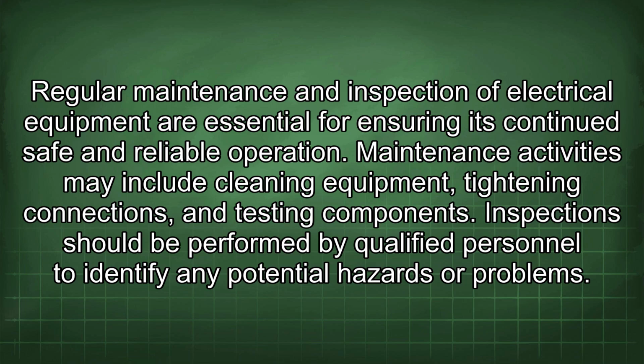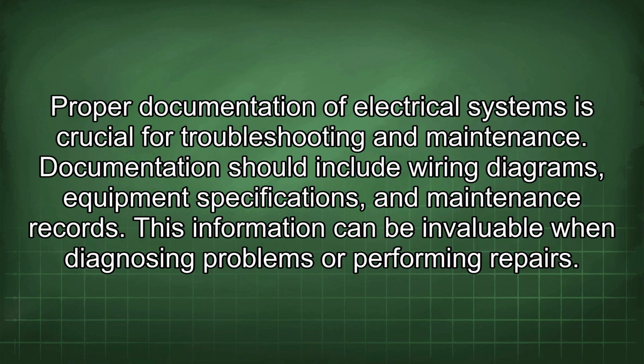Regular maintenance and inspection of electrical equipment are essential for ensuring its continued safe and reliable operation. Maintenance activities may include cleaning equipment, tightening connections, and testing components. Inspections should be performed by qualified personnel to identify any potential hazards or problems. Proper documentation of electrical systems is crucial for troubleshooting and maintenance. Documentation should include wiring diagrams, equipment specifications, and maintenance records. This information can be invaluable when diagnosing problems or performing repairs.